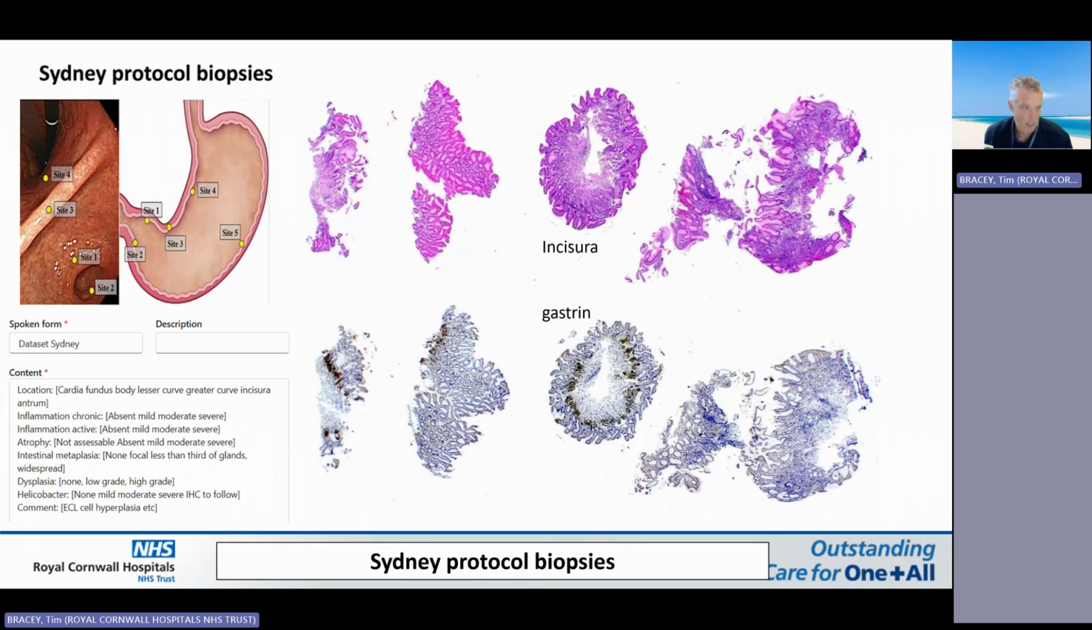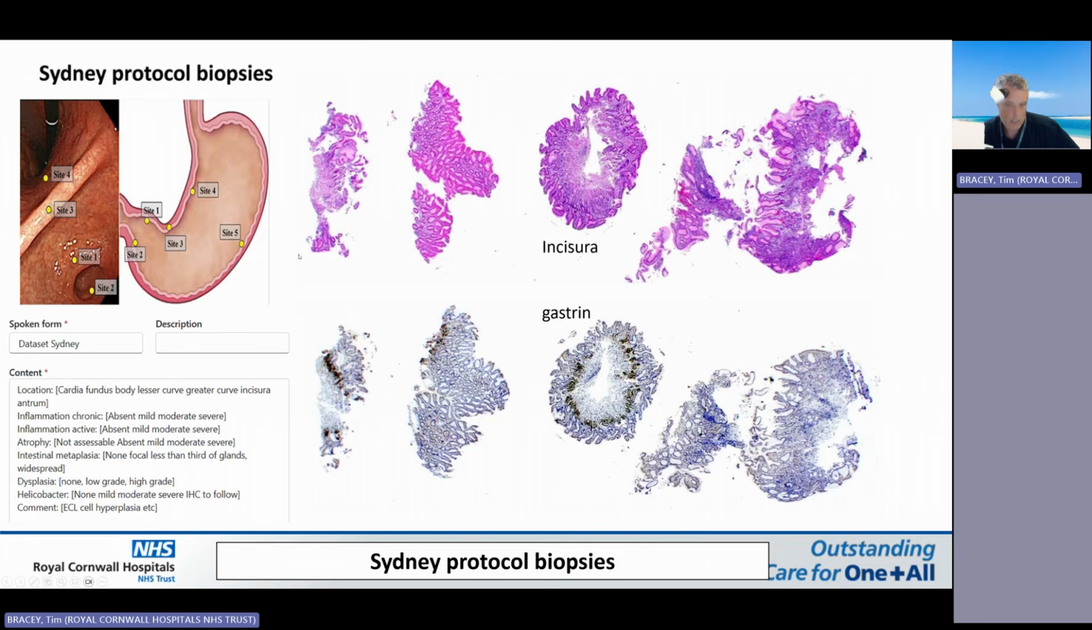Sydney protocol biopsies are painful. You get lots of biopsies. The endoscopist is meant to biopsy from lesser curved body, greater curved body, the incisura, the junction between antrum and body, and then lesser and greater curve antrum as well. And I've actually created a Dragon data set just to remind myself for each biopsy to report these various different features.